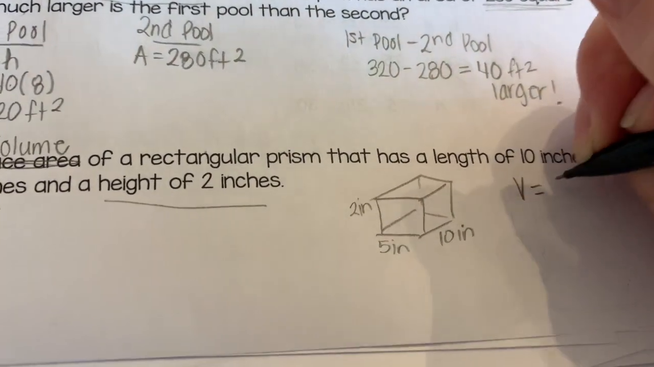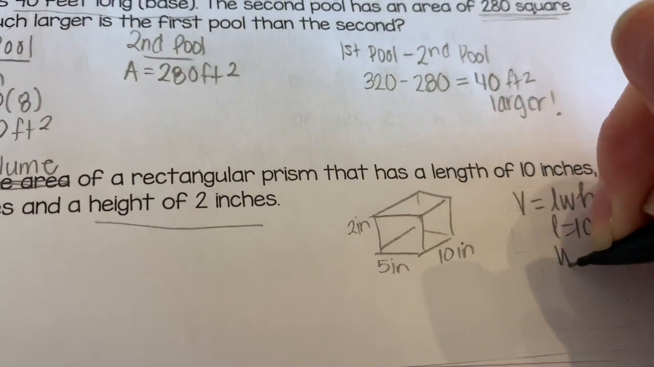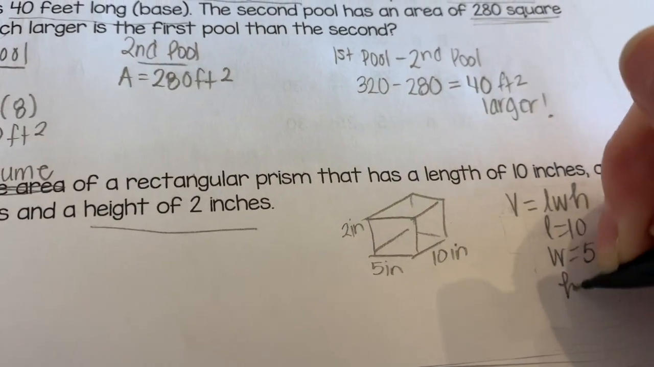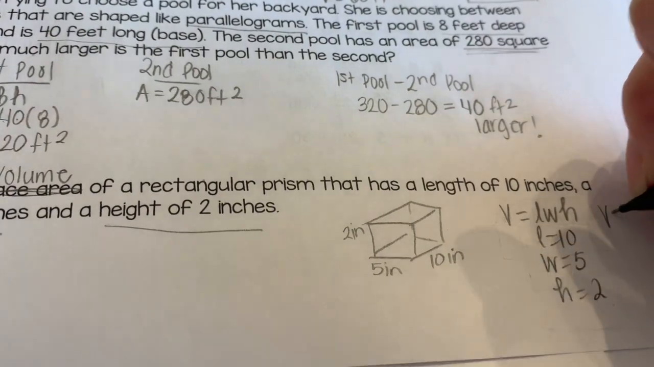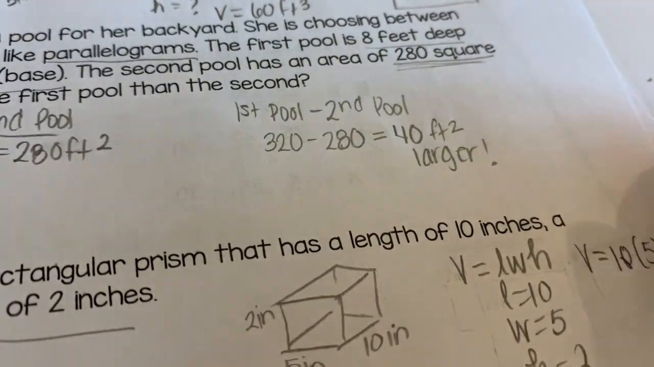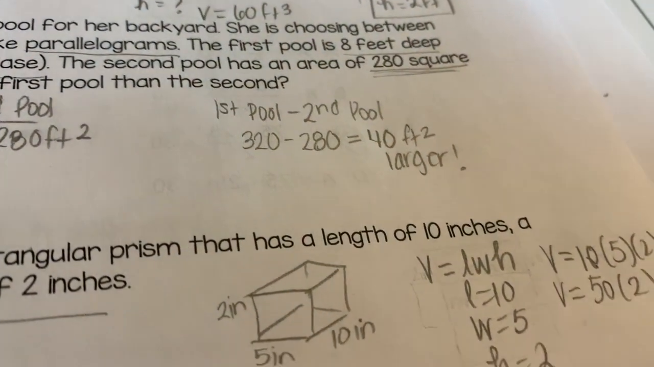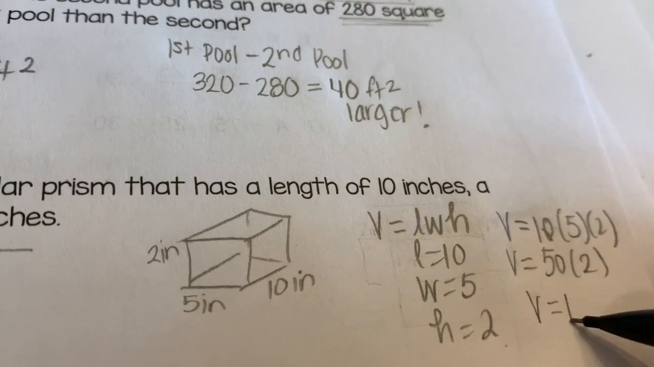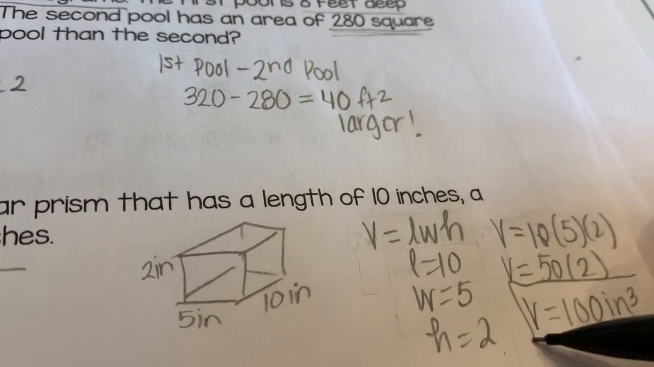So we're going to change this to volume, so it's going to be length times width times height. The length is 10, the width is 5, and the height is 2. So you're going to find your volume. 10 times 5 times 2, which is 50 times 2, which is 100. So you get 100 inches cubed.